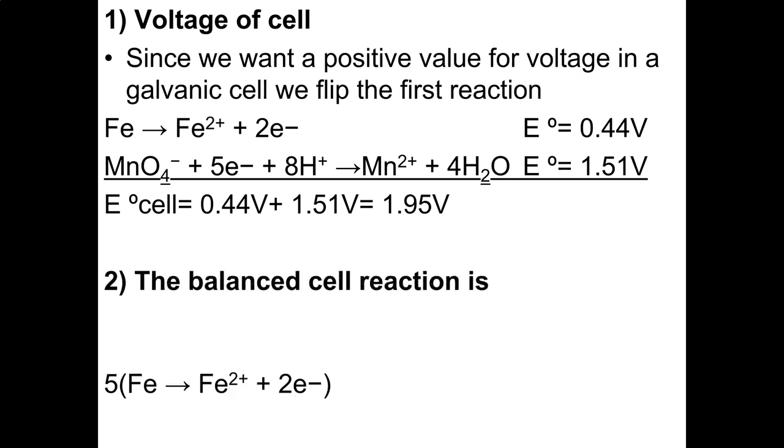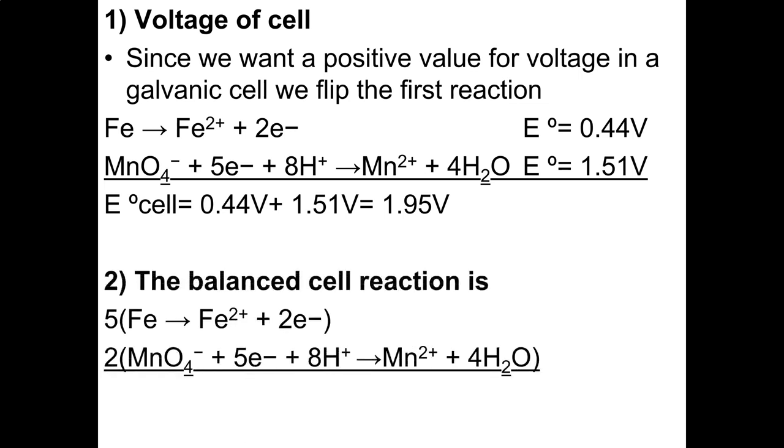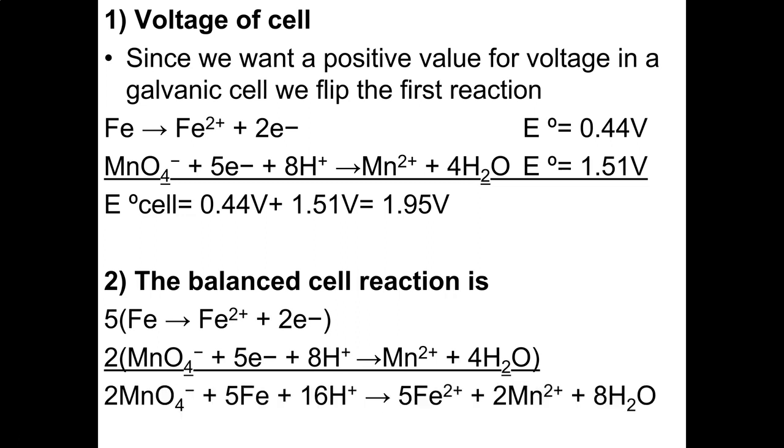The balanced cell reaction is multiply the first one times 5, second one times 2. You notice I didn't need to balance it in that first step to get my voltage. You never do. Just remember, the balanced equation doesn't mean anything to you for the voltage. So first times 5, second times 2. And in case you're wondering, what's my n for this? It's going to be the 10 electrons you're canceling out, right? Because both of these are a multiple of 10. That's what you're shooting for. So your n is equal to 10 electrons. If you're doing the change in G equals negative nFE formula, that's what you use.